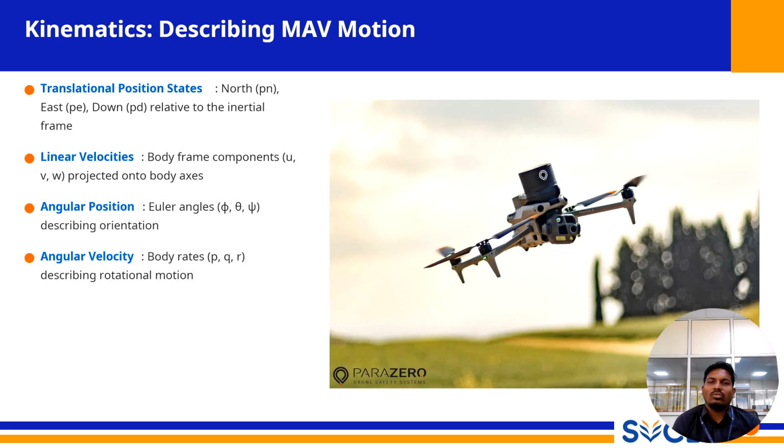Together, these give us 3 states for position, 3 for linear velocity, 3 for angular position, and 3 for angular velocity. This gives us a complete kinematic description of the MAV. The entire job of the flight controller is to understand and manage these 12 variables to achieve stable and controlled flight.